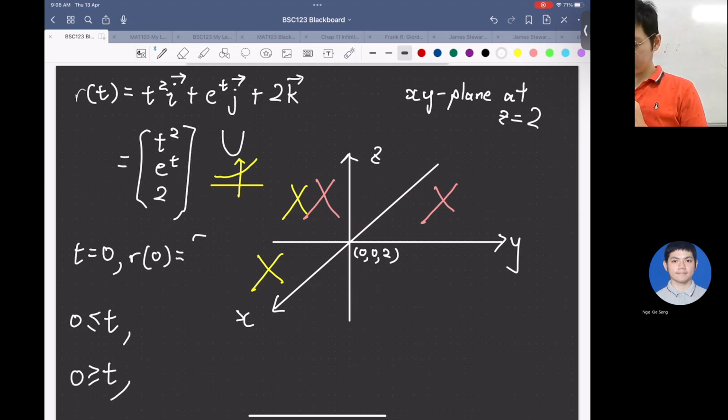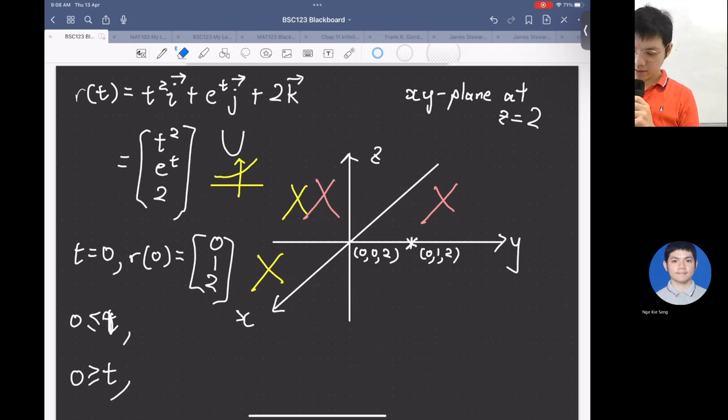r(0) is (0, 1, 2). So we need to plot this point first: (0, 1, 2). Where is (0, 1, 2)? Somewhere here, maybe somewhere here. This is one of the points. And let's see what the behavior is at t greater than or equal to 0.